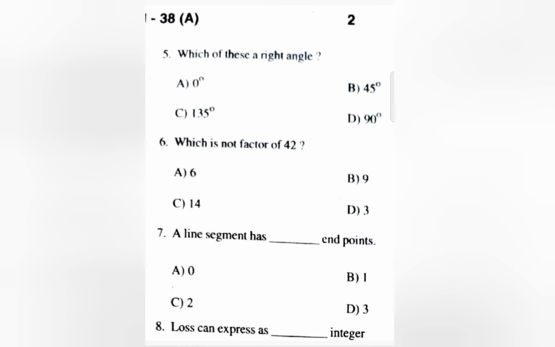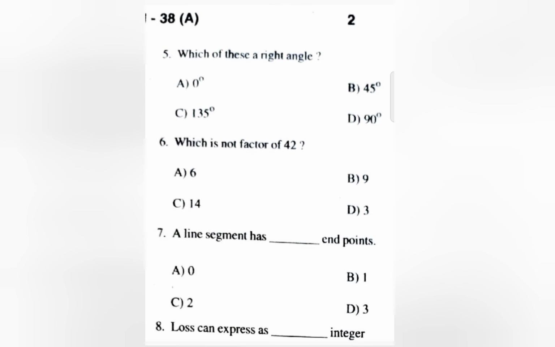Here in the fifth question, what is being asked? Which of these is a right angle? Right angle means 90 degrees. At which option is 90 degrees given? Option D. So our answer will be option D. Moving on to the next, sixth problem: which is not a factor of 42? In the previous questions, one question was based on factors only, so we have got the concept of what is meant by a factor. Here it is asked which is not a factor of 42. So you try to find it out and answer me in the comment section.